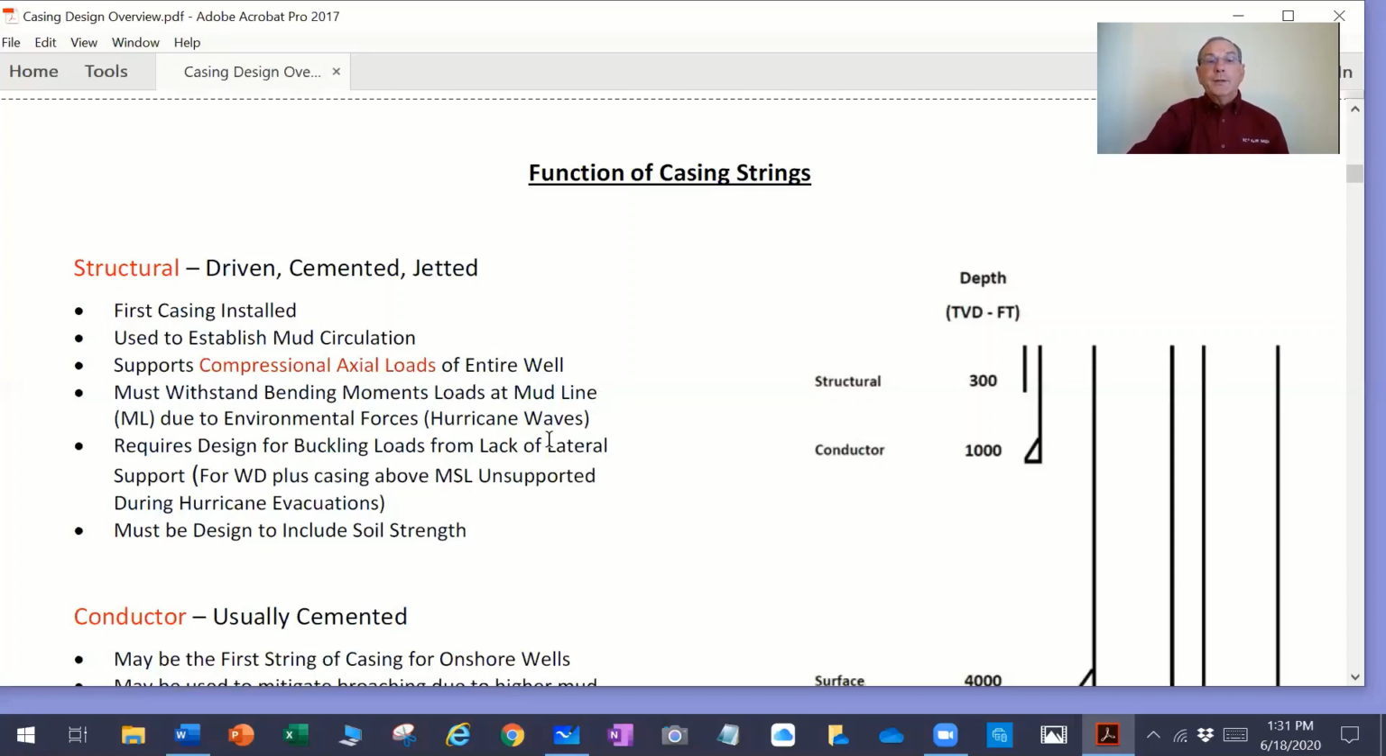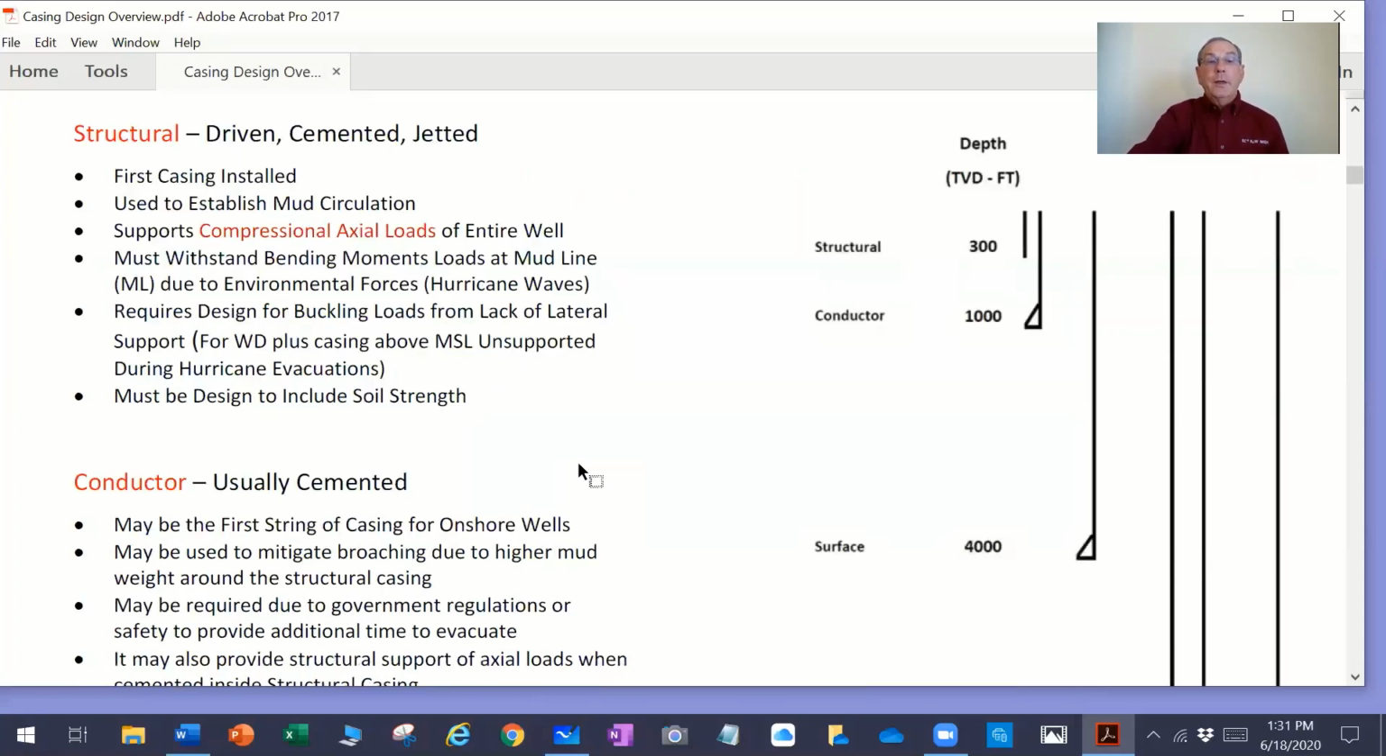It also requires design for a buckling load from the lack of lateral support. So we disconnect from that well on a jackup rig, and we cannot have it buckle and fail due to buckling conditions as well. So it has to be designed for a buckling load along with the bending moment from a hurricane condition. And it also has to include the design of the soil strength.